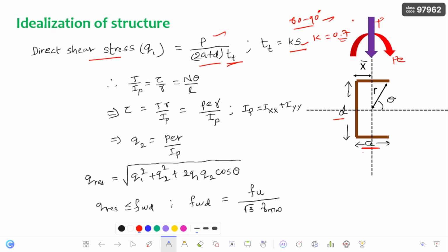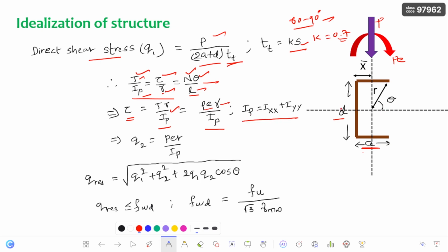Coming to the torsion equation, T by IP equals tau by R equals N theta by L. T is the torque, IP is the polar moment of inertia, tau is the torsional shear stress, R is the radius, N is the rigidity modulus, theta is the angle, and L is the length. Now I am going to derive the torsional shear stress. Tau is nothing but T into R by IP, where IP is the polar moment of inertia and torque is P into E, so P into E into radius divided by the polar moment of inertia. Now, polar moment of inertia, you all know, is Ixx plus Iyy.